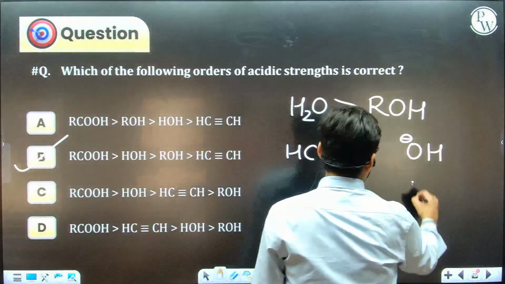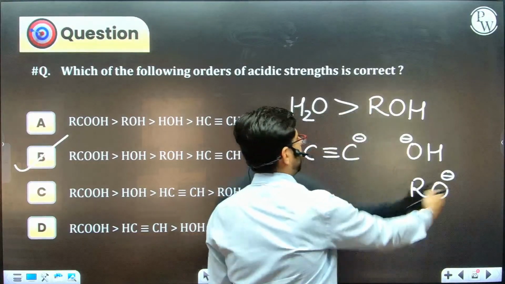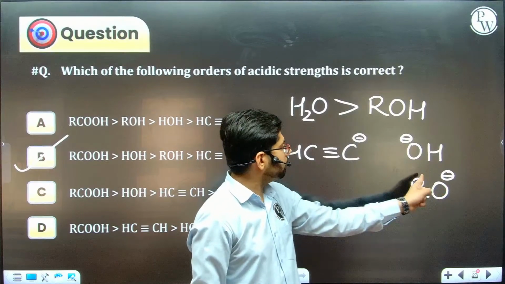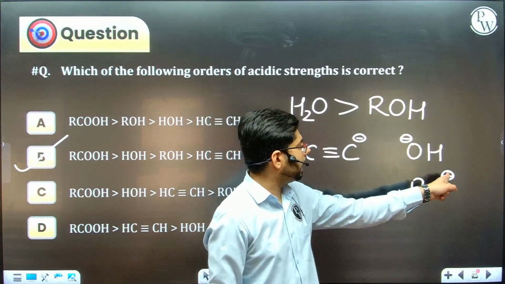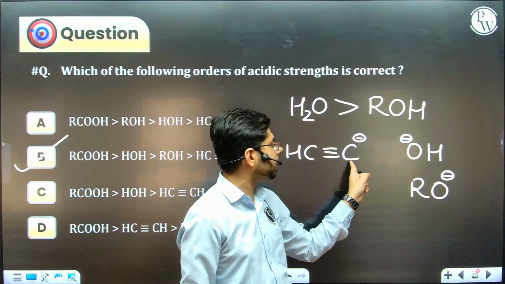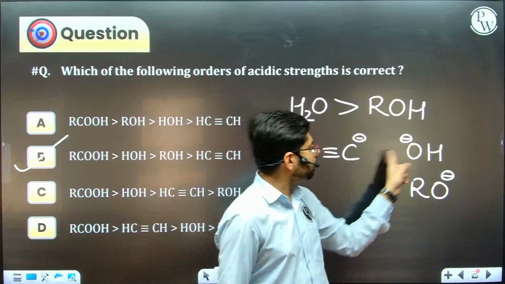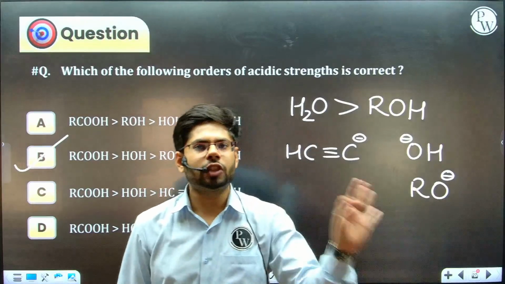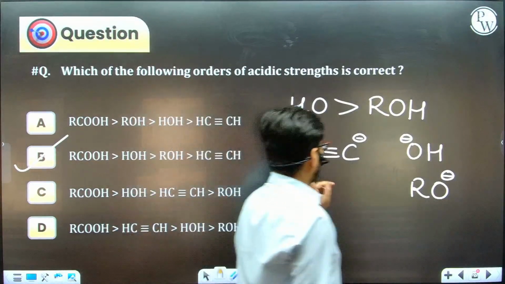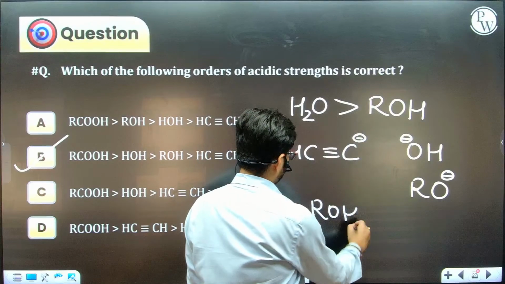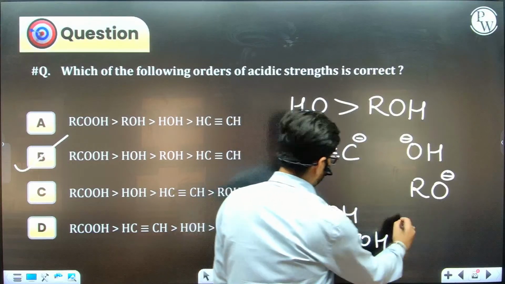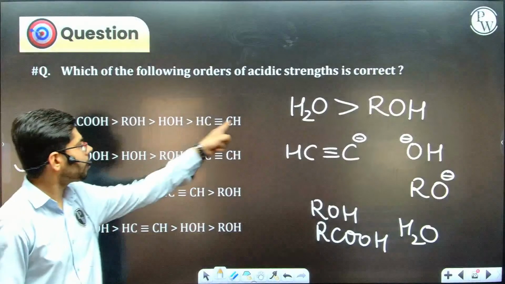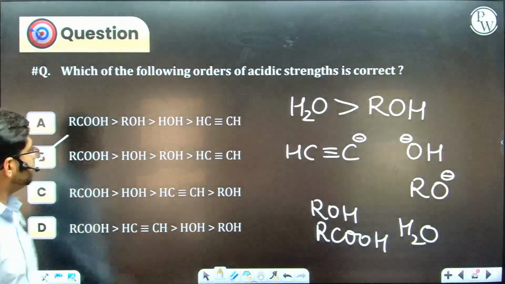And obviously, if I take out 1 H plus from ROH, I'll get RO minus. Again, this is more stable than this because, using the same logic, RO minus is more stable because here negative charge is appearing on oxygen. Here negative charge is appearing on carbon. See, whatever the species is, irrespective of what we have, R, H, whatever, negative charge on oxygen is always going to be more stable than negative charge on carbon. So ROH, RCOOH, H2O, all of these are more acidic than HC triple bond CH. So, this will be at the end. So, B is the answer.